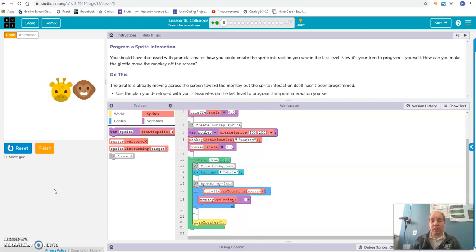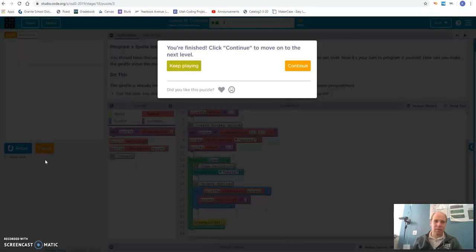And once it touches, the monkey moves in the same direction, and it appears that the giraffe is pushing the monkey. When in all reality, we could have the giraffe stop and the monkey just continue to go. But there we have it. So, finished puzzle 3.